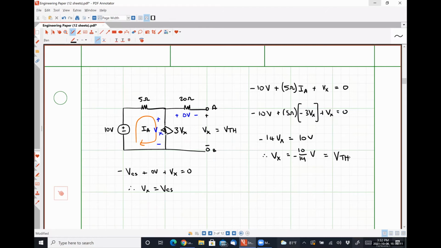Questions, comments, concerns about this one? Anybody got anything? Yes. So you got IA from negative 3Vx. It's the same current, but representing the same current in the opposite direction. Absolutely right.